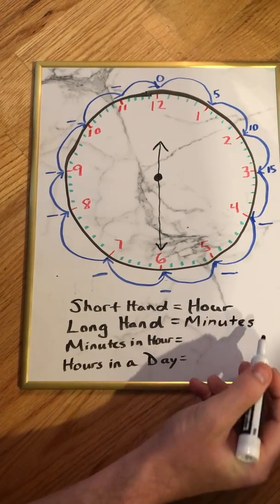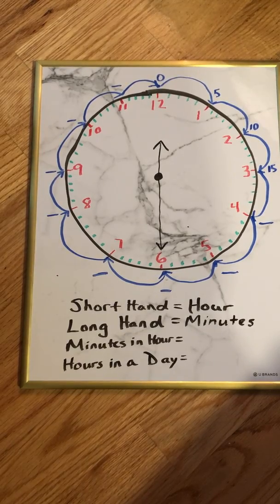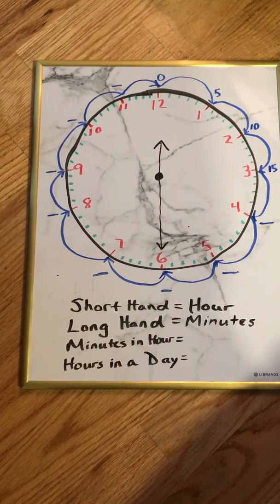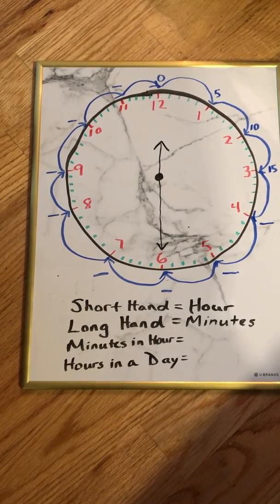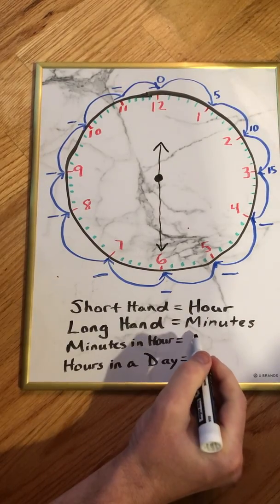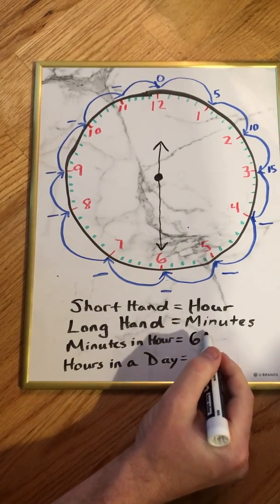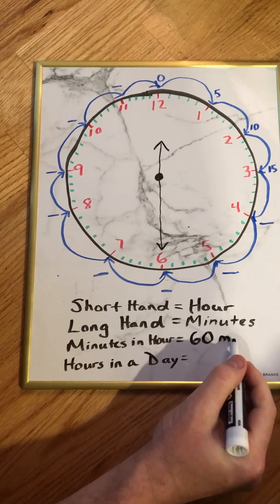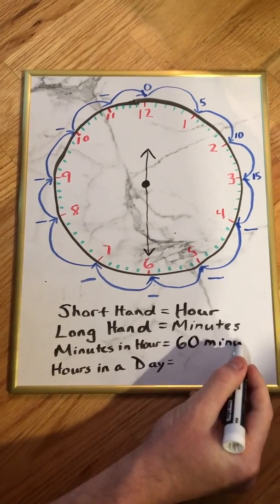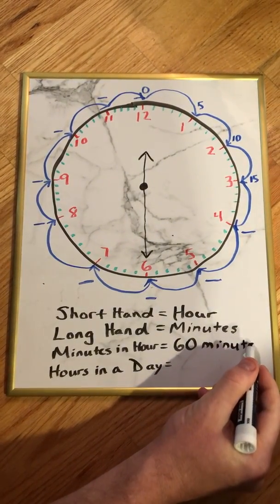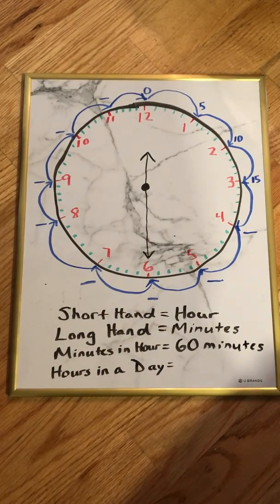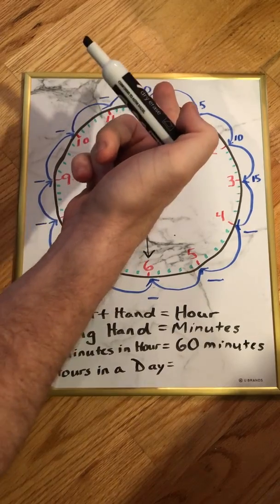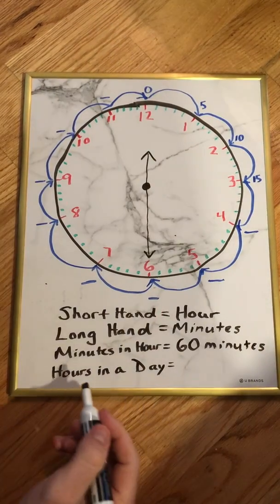Now, this is a question that many of you probably know the answer to, but how many minutes are in 1 hour? And that is 60 minutes in 1 hour. And there's a reason why I said that first, because we're going to talk about it once we start identifying what these other colors represent.